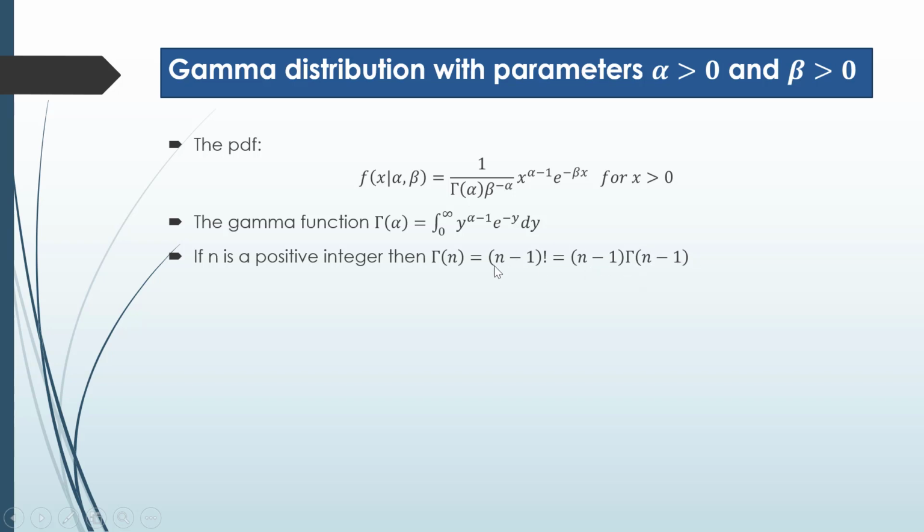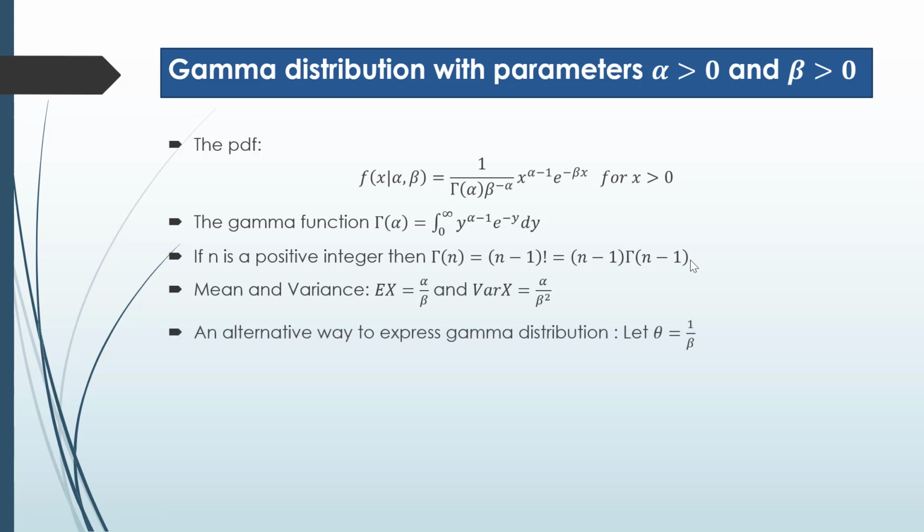This property is very important. The Gamma of n is (n minus 1) factorial and is equal to (n minus 1) Gamma of (n minus 1). The mean and variance: E of X is alpha over beta, and variance of X is alpha over beta squared.